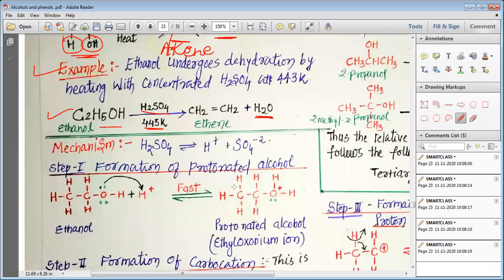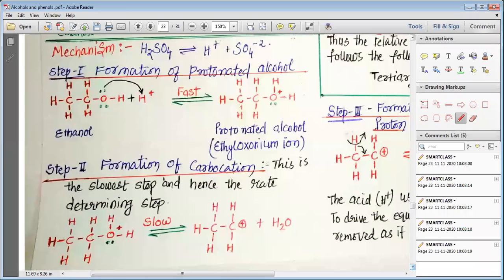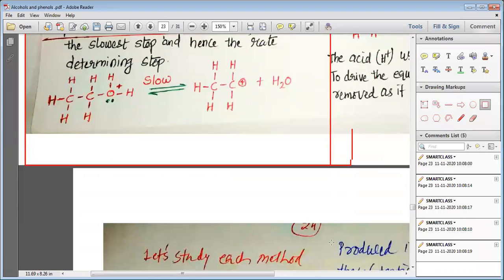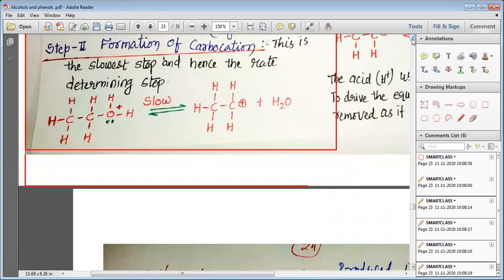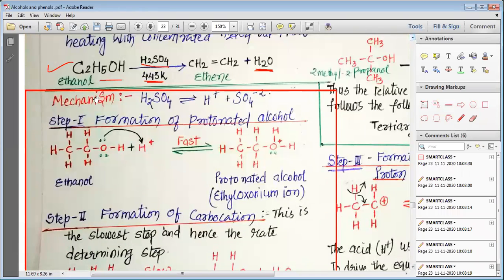Now, my dear students, we want to study the mechanism of dehydration reactions. So let us study the mechanism of this dehydration reaction step by step. As we start studying the mechanism, first we have H2SO4 that turns into H plus and SO4 minus 2.